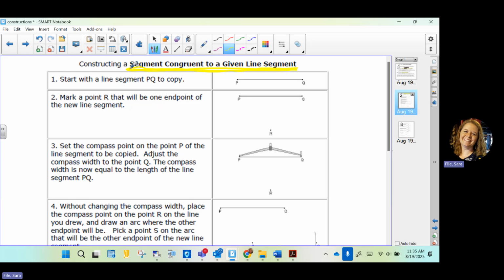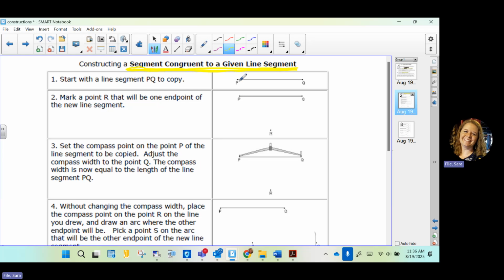Okay. Now, the steps are listed out here, but then I'm going to come to the board and walk you through. I've got a big board compass I'm going to show you. So I'm going to demonstrate. We're going to talk through the steps. You can make little side notes if you need to. And then I'm going to walk you through an example at the board, okay?